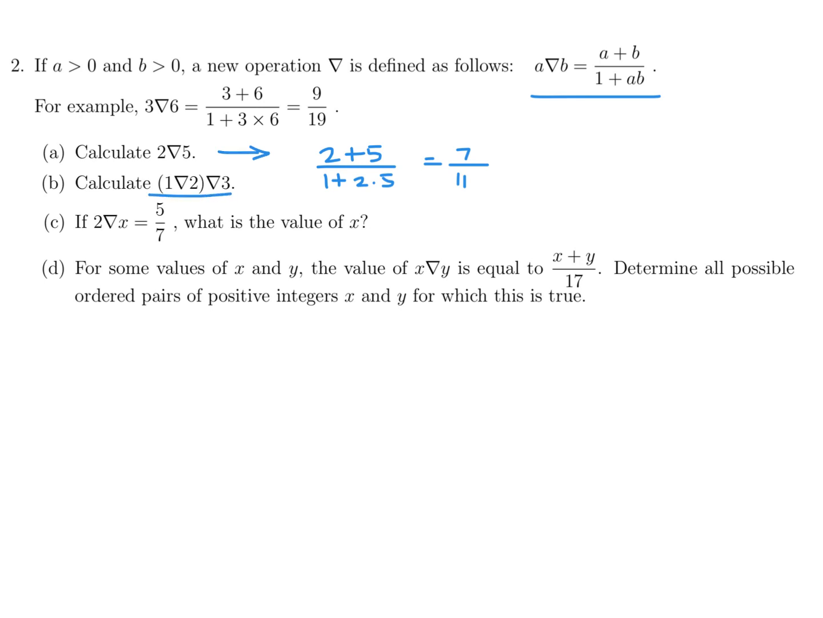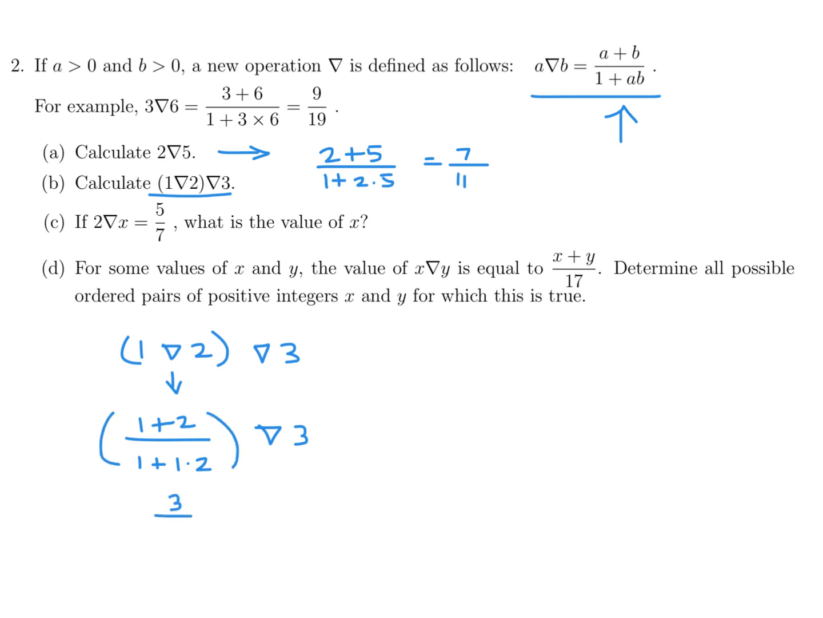Calculate this guy. So this one is a little bit different. It's 1 symbol 2 and then symbol 3. So first let's calculate just that. According to our definition up here, that's going to be 1 plus 2 over 1 plus 1 times 2. And then we'll do the symbol 3 later. Let's just calculate that. So that looks like 3 over 3.